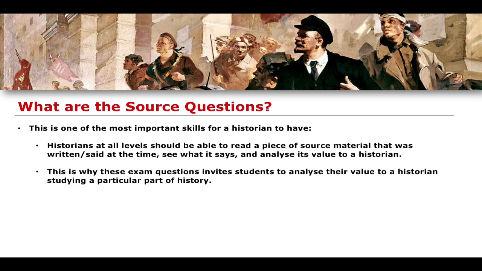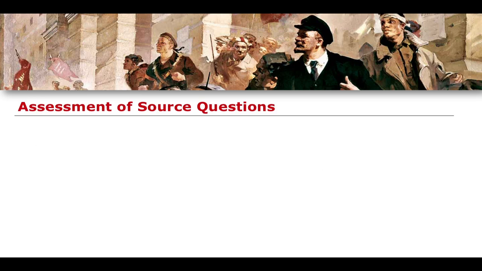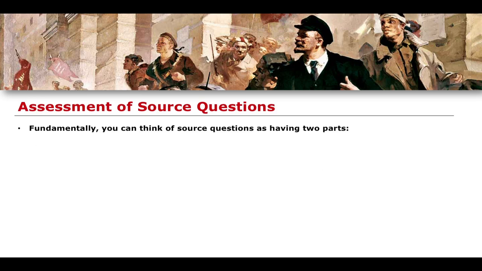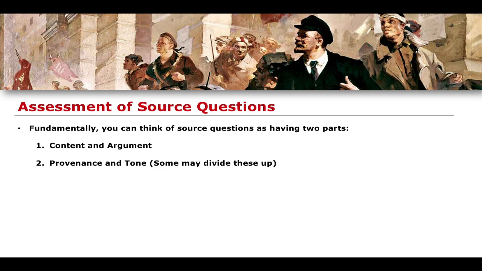This is why these exam questions invite students to essentially analyze their value for a historian studying a particular piece of history. So, fundamentally, you can think of the source questions as having two parts, two things that you should really be able to pick apart in each of these sources. The first is the content and argument, okay? We'll get to this in a second, but this is just the first thing that you have to think about. The second is the provenance and tone. Sometimes these are even divided up between three, so sometimes you might have provenance being one and tone and emphasis being another. Some mark schemes do that, other mark schemes just combine this into provenance and tone.